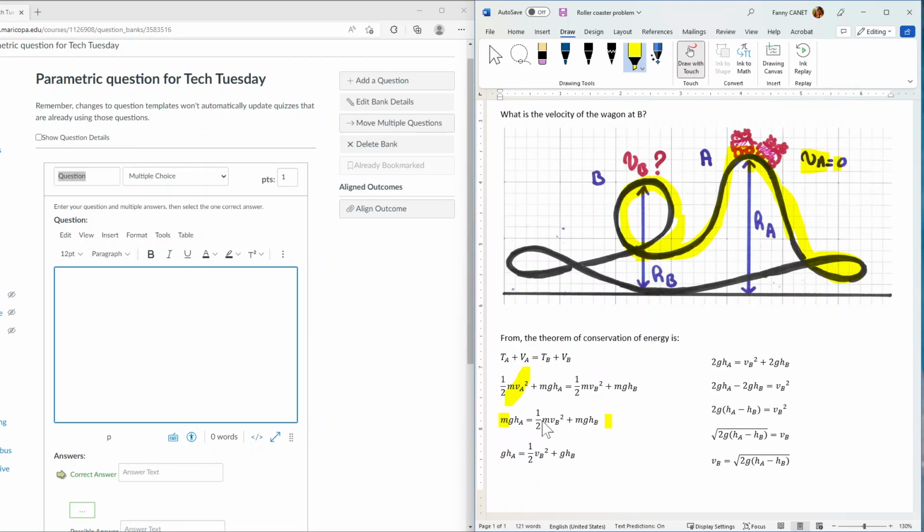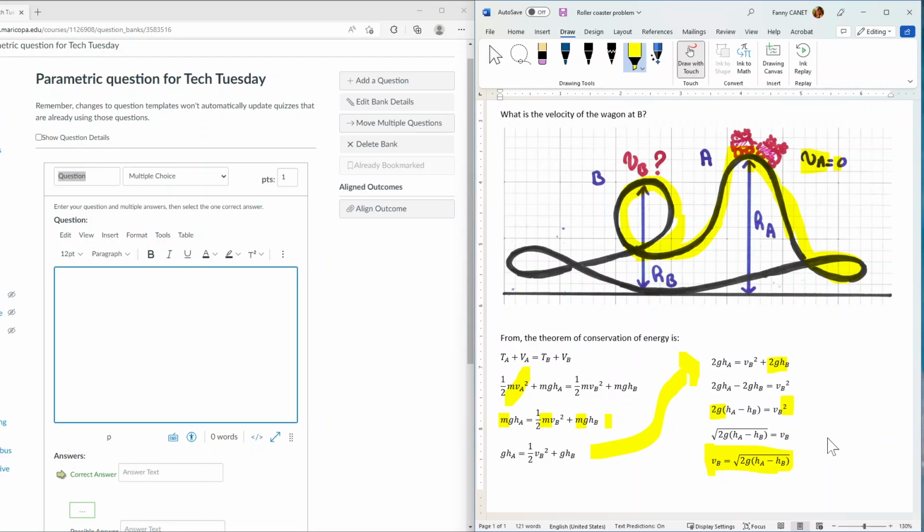After that, we have the mass in every term, so we can divide by the mass. From that point to that point, I just multiply everything by 2. So we have 2 g HA equals VB squared plus 2 g HB. Remember that we are trying to find VB in terms of HA and HB. Move that term to the left, factorize by 2g, and to remove the power of 2, we take the square root on both sides. So at the end, we have the formula: VB equals the square root of 2g times (HA minus HB).